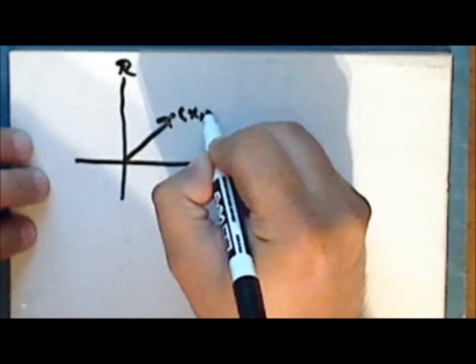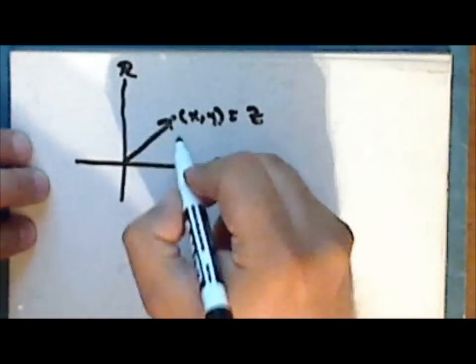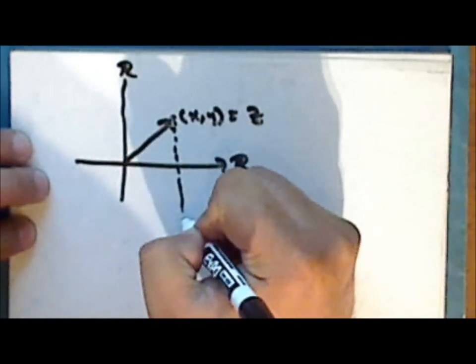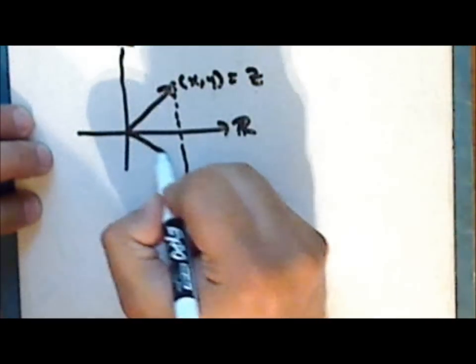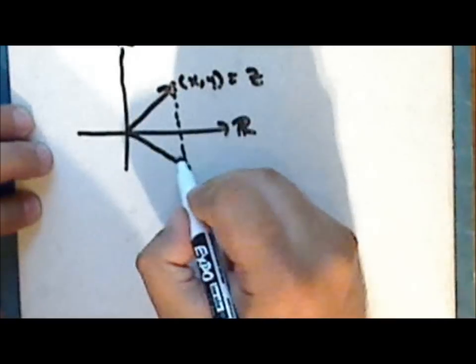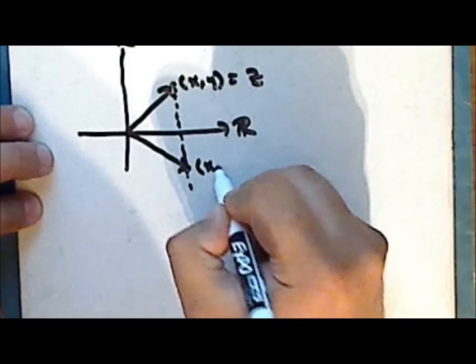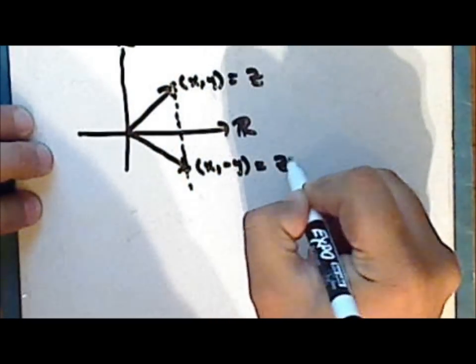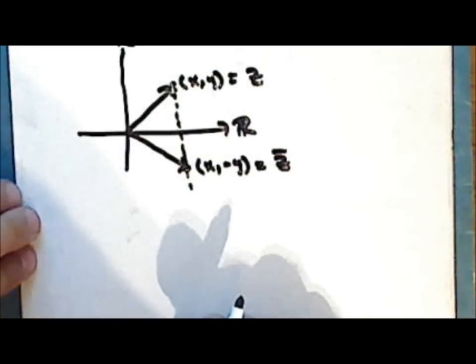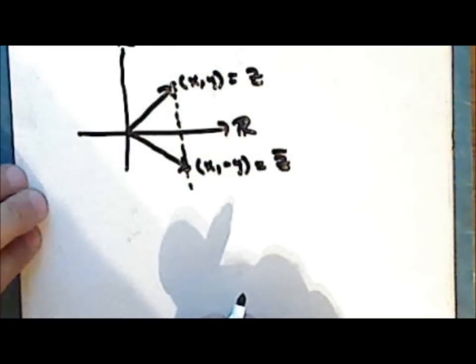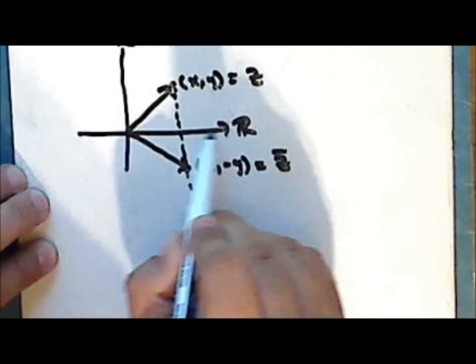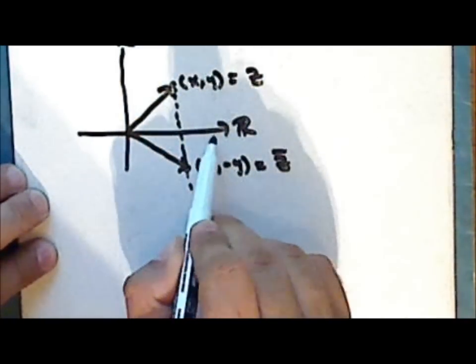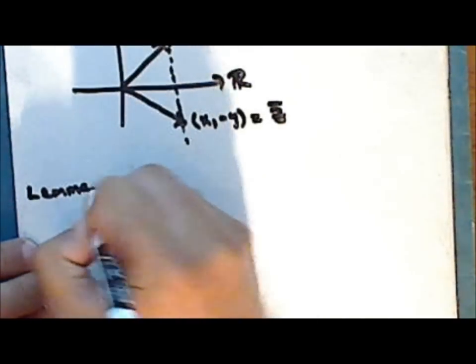We're given the point (x, y), which is our number z. If we reflect this point in the horizontal axis, then we get the point (x, minus y), which is the conjugate of the complex number z. So notice that if a complex number is equal to its conjugate, then it must appear on the horizontal axis. That is, it must be a purely real number. So we'll prove this in the next lemma.